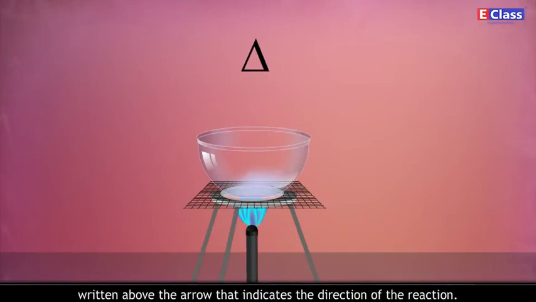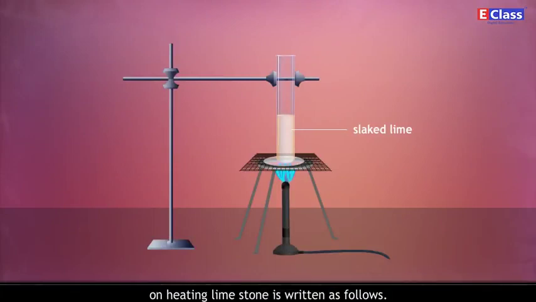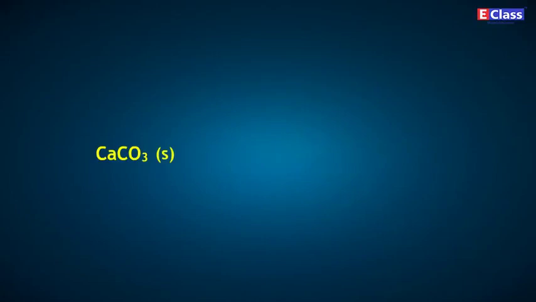4. When heat is to be given from outside to bring about a reaction, it is indicated by the sign written above the arrow that indicates the direction of the reaction. For example, the reaction in which slaked lime is formed on heating limestone is written as follows. CaCO3 solid on heating gives CaO solid plus CO2 is released.